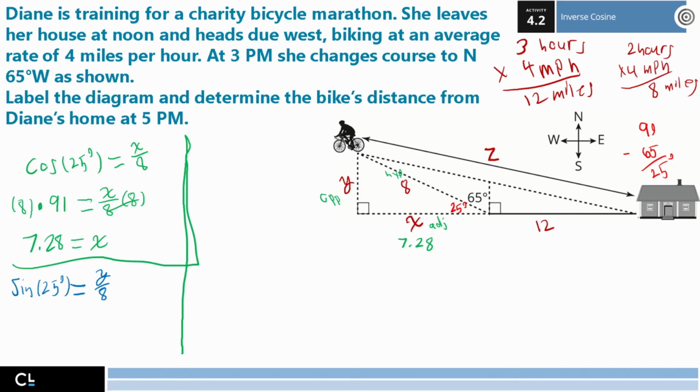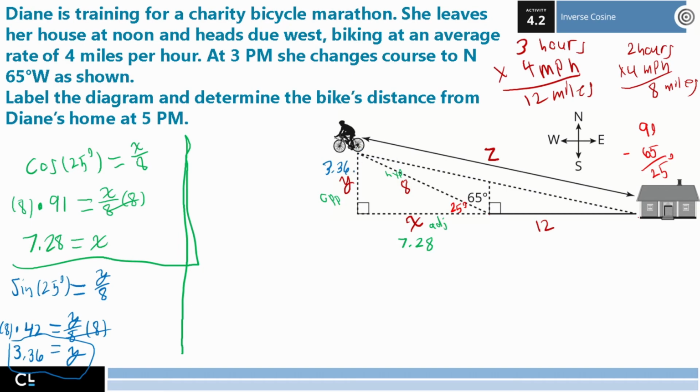We say sine 25 degrees, and we're going to round to our second decimal again. It's going to give me 0.42 equals Y over 8. Once again, multiply by 8 on both sides. We're going to get Y on my right side, and on my left side, we do 8 times 0.42. That's going to give me 3.36. All right, so right here, we're going to put 3.36.